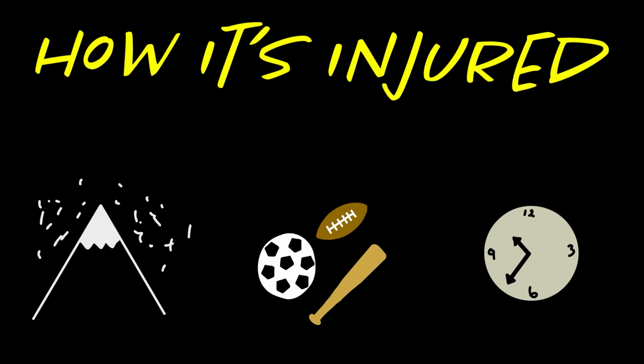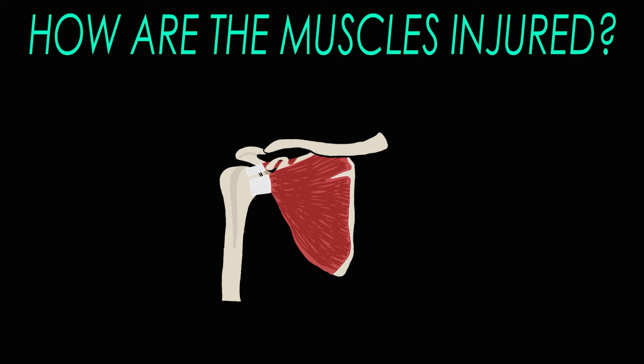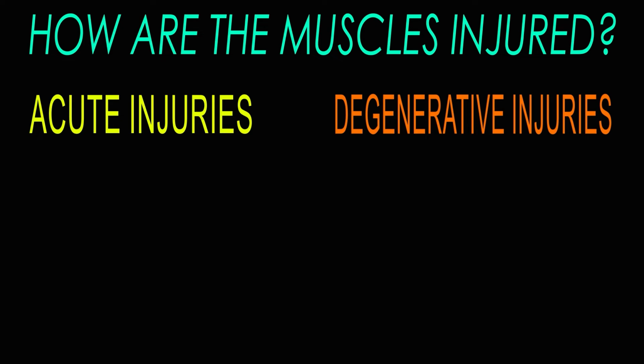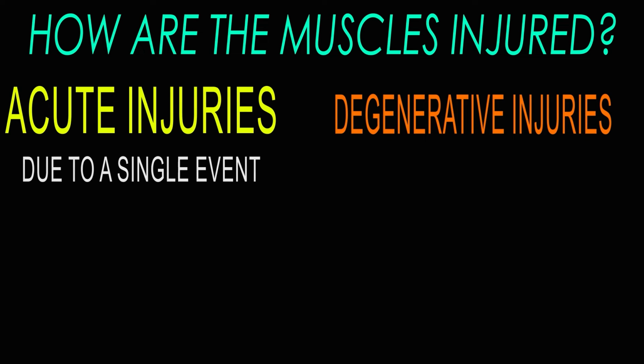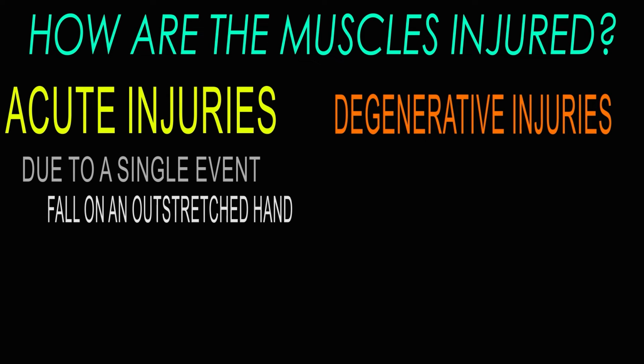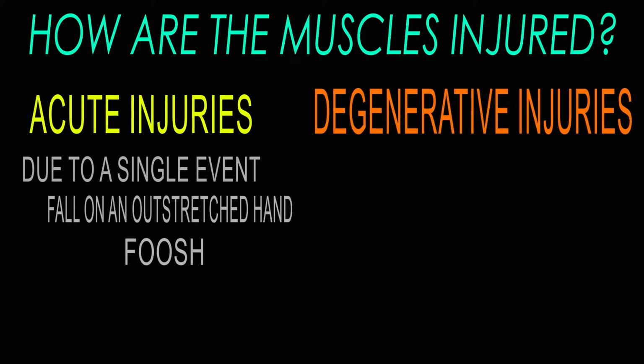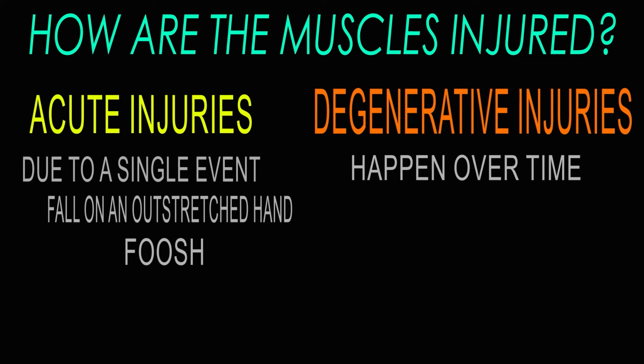How it's injured. So, how do the rotator cuff muscles generally get injured? Although there are many ways to injure these muscles, I will talk about 2 categories of injuries: acute injuries and degenerative injuries. Acute injuries are injuries that occur due to a single event. For the shoulder, the most common acute injury is a fall on an outstretched hand, which is also known as a FOOSH injury. Degenerative injuries are injuries that happen over time.